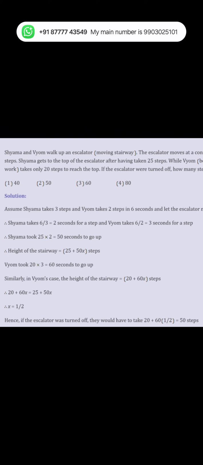Now Shama took 25 steps to reach the top, so Shama was moving for 25 into 2, 50 seconds. So the height of the stairway will be 25, which Shama took, and since Shama took 50 seconds, the escalator in 50 seconds would take 50x steps, because the escalator moves at the rate of x steps per second.